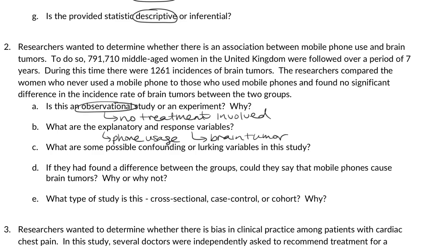What are some possible confounding or lurking variables in this study? Medical history. Okay, yeah, like family history, medical history of cancer. What else did we not control for? Type of phone, okay, yeah. I heard somebody else say something, but I missed it. Age. How about like diet and exercise?